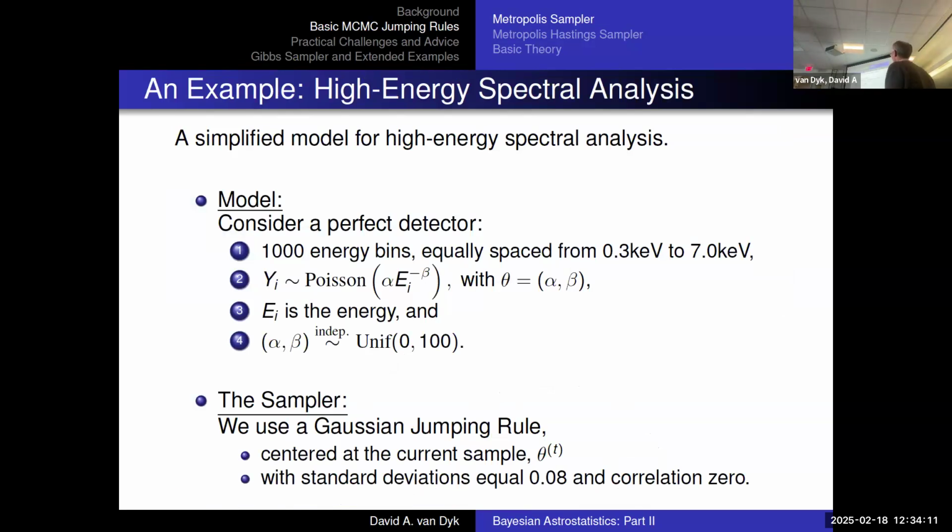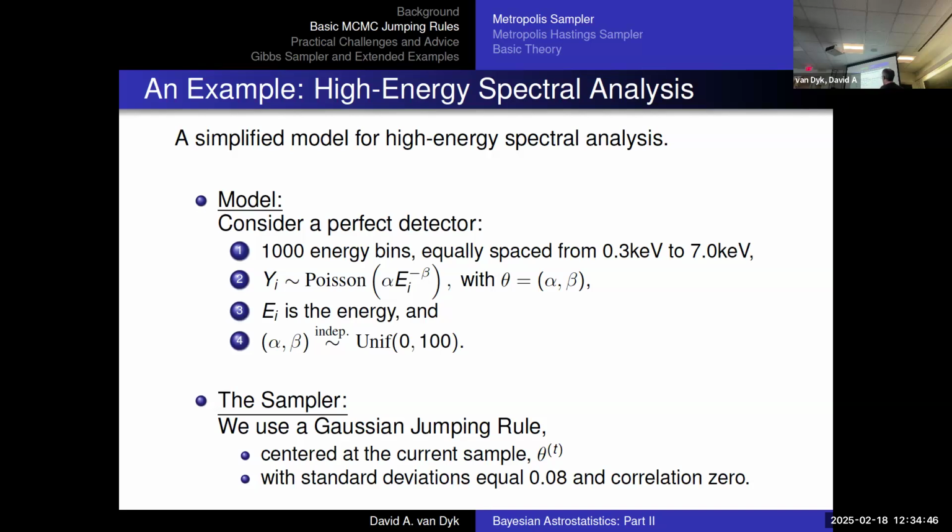So let's look at an actual example. This is a simplified model from high energy physics. I have 1,000 energy bins. I have a power law. I have data that follow a Poisson distribution. This E is the energy for the bin, so the energies are in a nice grid of values between 0.3 and 7. These are the 2 parameters I'm interested in, alpha and beta. I'm going to use uniform distributions on those 2 parameters, and that gives me a model. I can write down the likelihood, I have a prior distribution, and I can get the posterior distribution.